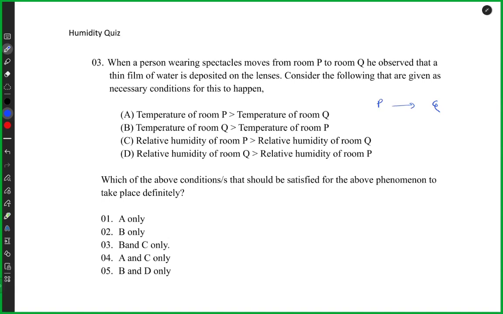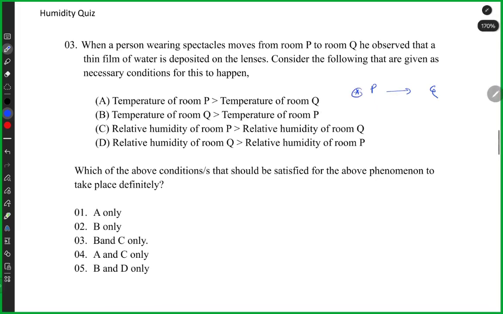The other thing that you can think about is that when you go from a cold room to a warmer room, you know that the water vapor molecules in the warmer room are going to have a greater temperature than what? The spectacles, right? So then heat can be released from the hot vapor molecules when they deposit upon the cold surface, releasing heat and therefore condensing, right? Is that clear?